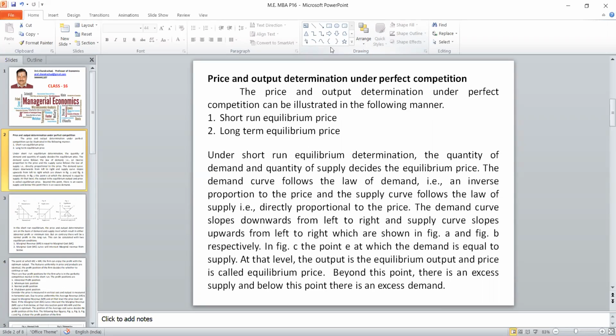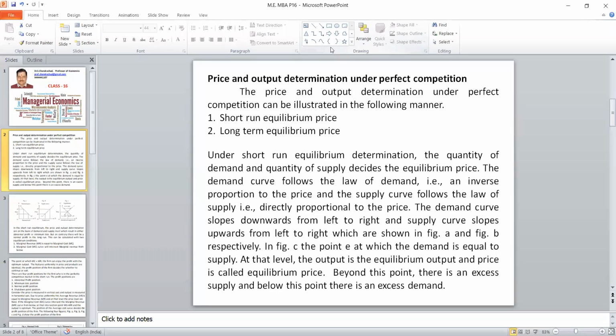In this condition, how do we find the price and output in that market? For that, we should know what the equilibrium price is. For equilibrium, we should have two conditions. One is that marginal cost is equal to marginal revenue, and the marginal cost curve should intersect marginal revenue from below. Based on these two equilibrium conditions only, we can find the equilibrium price and the respective output. Under this equilibrium, first we divide it into two categories: short run equilibrium price and long run equilibrium price.